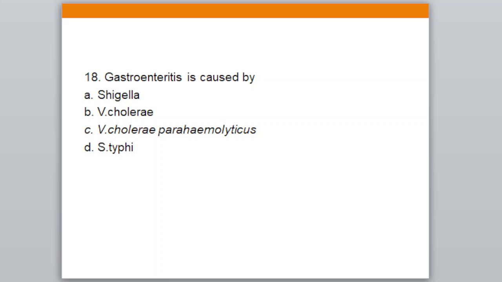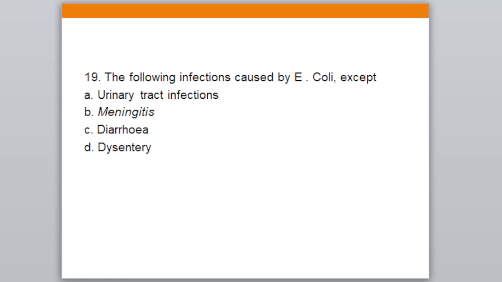Question number 18. Gastroenteritis is caused by A. Shigella, B. Vibrio cholerae, C. Vibrio parahemolyticus, D. Salmonella typhi. Your correct answer is C. Vibrio parahemolyticus. Question number 19. The following infections are caused by E. coli except A. urinary tract infection, B. meningitis, C. diarrhea, D. dysentery. Your correct answer is B. meningitis.